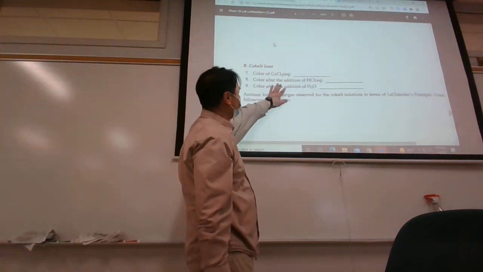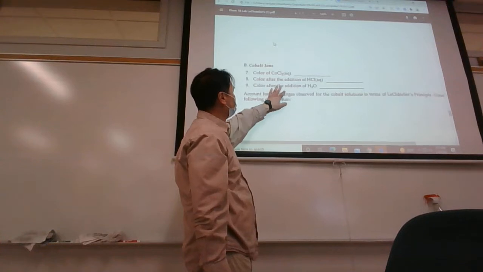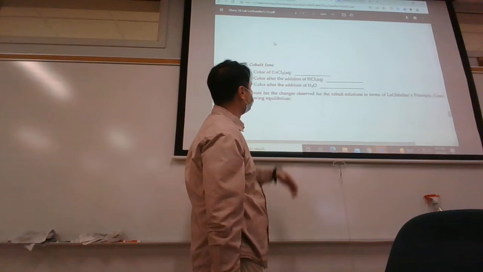Color after the addition of HCl: dark violet, clear solution. Color after addition of water: back with the original color, dark red, clear solution.